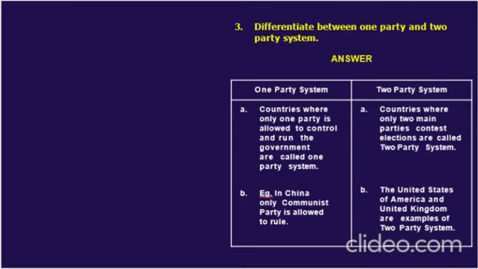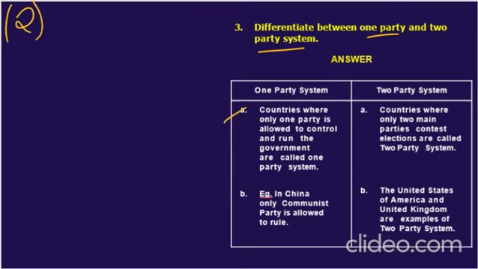Third question. Differentiate between one party and two party system. So again, always remember, whenever you have a differentiation question, the first thing is to make a table. Very important. After that, with respect to how many marks it is of, you will write those points. If it is of 5 marks, write 5 points. If it is of 3 marks, write 3 points. And this is again a 2 marker question, so here we have written 2 points.